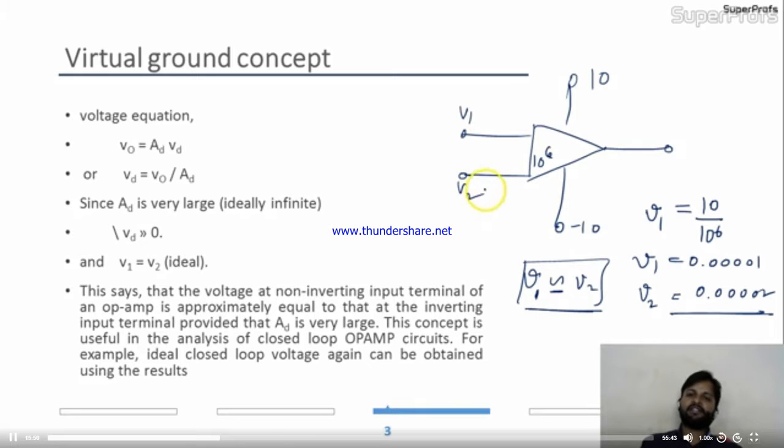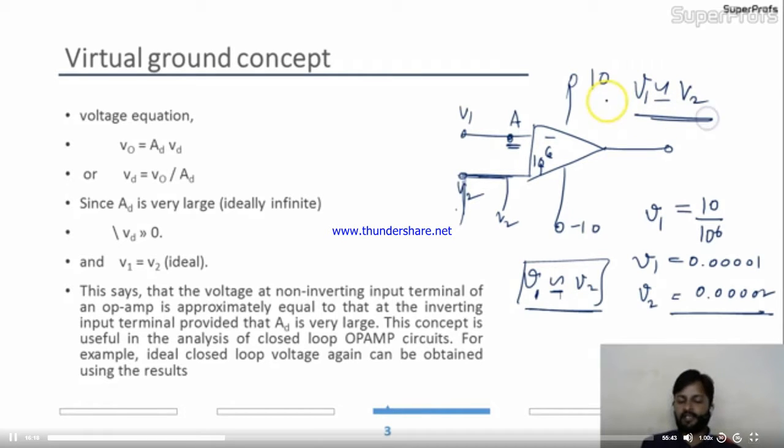So what we are considering, by the virtual ground concept, is that whatever voltage is given at V2, the same voltage will be reflected at this point also. This is the virtual ground concept. Virtual ground means this voltage is not exactly over here, but an approximately equal value of this voltage is presented at point A. So I assume that V1 is equal to V2, or in other words, the non-inverting terminal voltage is equal to the inverting terminal voltage.